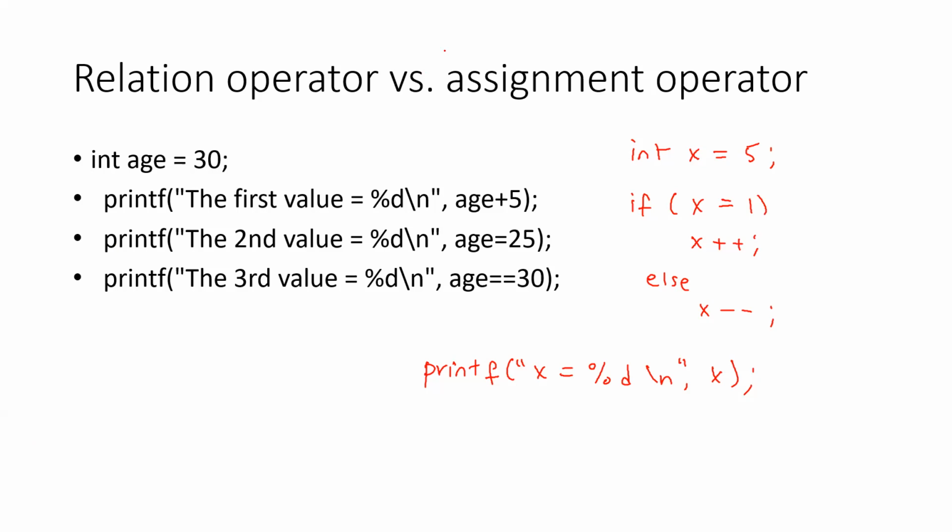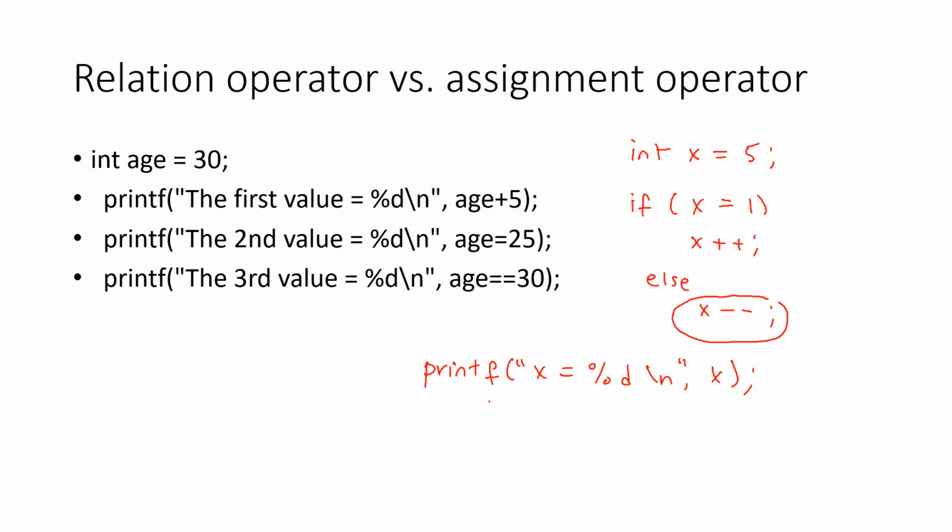Dia akan jadi 4. Okay, 4, 5, 4. Ya, saya rasa 4 juga. So dia akan jadi else, eh. Alright. Okay, siapa yang jawab 4 tu maksudnya dia X minus minus. Siapa yang jawab 5 tu maksudnya dia tak buat. Dia punya condition, yang ni pun false, yang ni pun false.